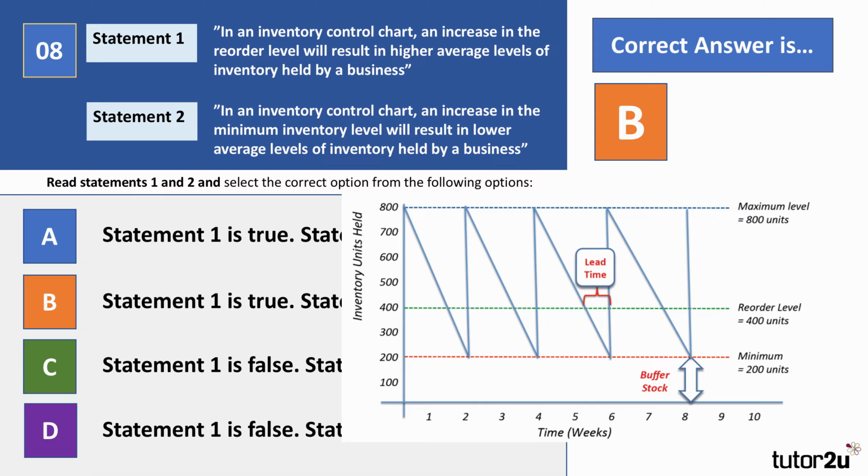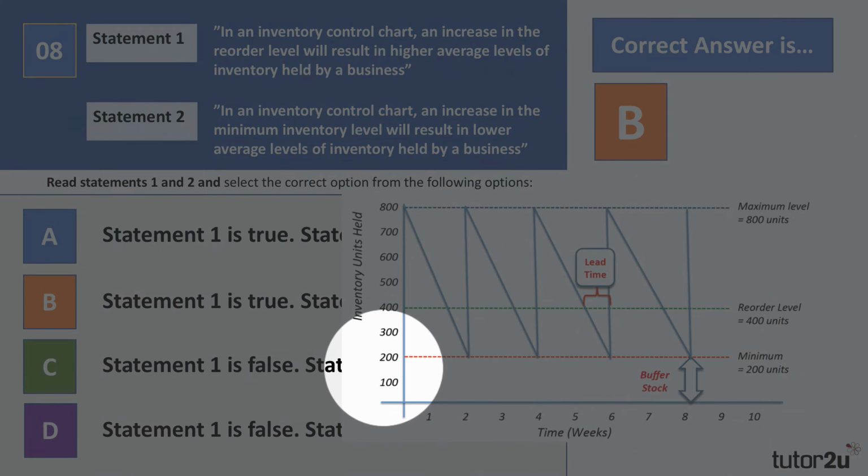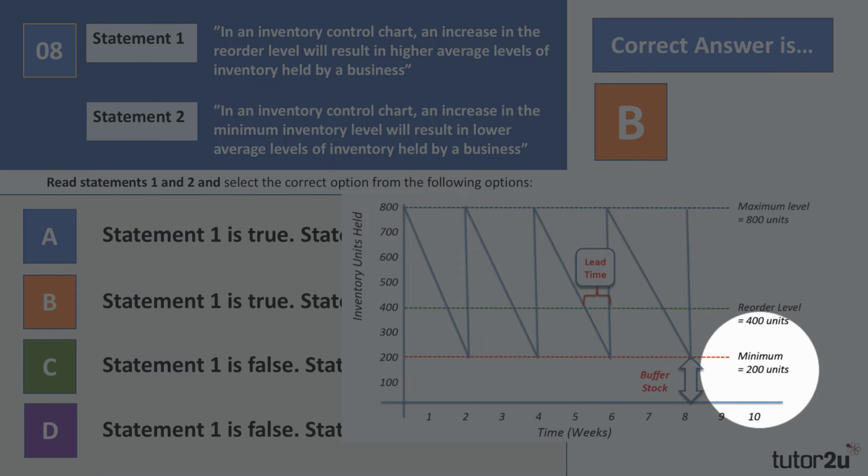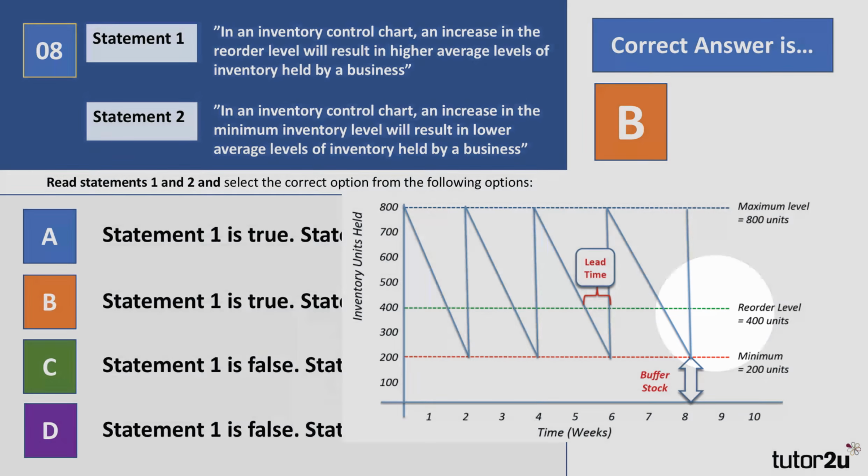Statement 2, an increase in the minimum inventory level will result in lower average levels. Well, let's have a look at the minimum inventory level. Well, again, it's similar to increasing the reorder level, isn't it? If you increase the minimum that you hold, that will also increase inventory. So statement 2 is wrong, it's false.